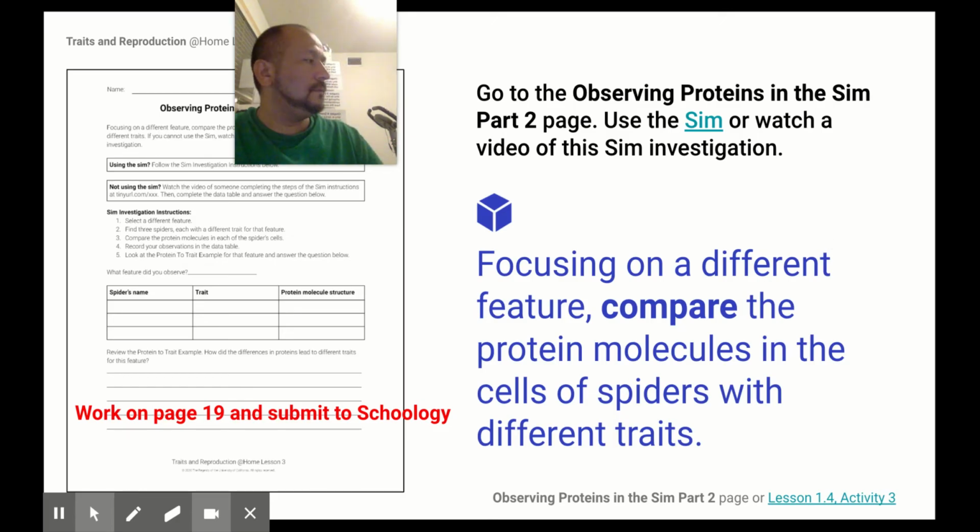And on page 19, folks, you will be working with a partner and selecting a feature, and then finding 3 spiders with different traits for the feature, and then you will be observing the spiders and looking at their traits and also looking at their protein molecule structure. More importantly, a protein molecule structure.